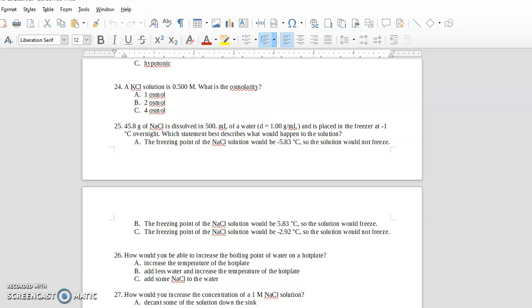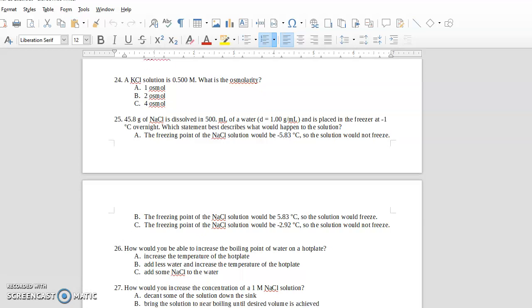25. 45.8 grams of sodium chloride is dissolved in 500 milliliters of water. It's placed in a freezer at -1 degree overnight. Which statement best describes what would happen to the solution? And the answer there to 25 is A. The freezing point of the sodium chloride solution would be -5.83 degrees centigrade, so the solution would not freeze. 26. How would you be able to increase the boiling point of water on a hot plate? And again, the answer is adding some sodium chloride to the water, which is C.